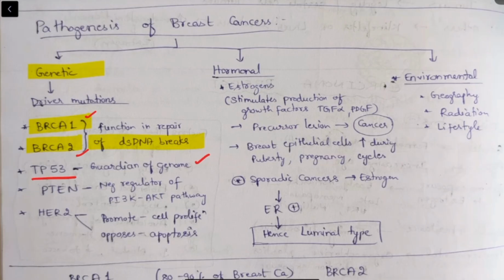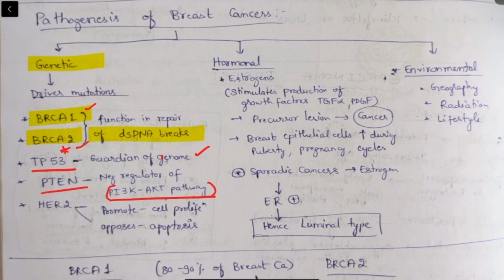Then coming to TP53, which is nothing but the guardian of the genome. This is basically looking after every genome in our body. If there is a mutation in this, it will not check whether everything is going on smoothly or not, so genes will not function properly, and again it will lead to cancers. Similarly, the PTEN gene is again the same cause. It is a negative regulator of the PI3K AKT pathway. Just remember, PTEN gene mutation means again there will be CA breast. Okay, HER2, this we have studied also, HER2 cancer. This HER2 is a gene which will promote cell proliferation and opposes apoptosis.